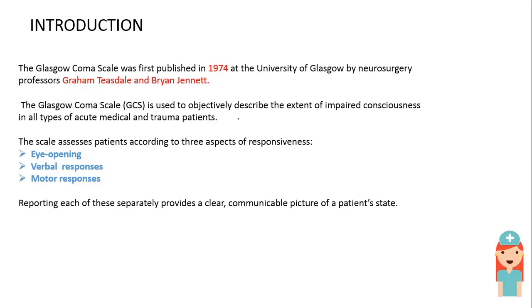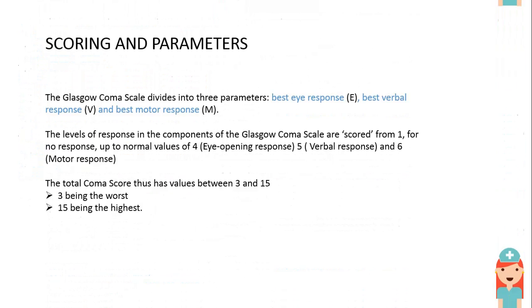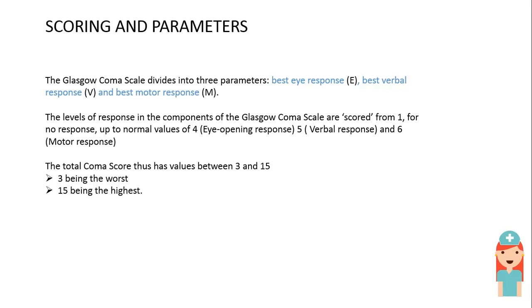Before performing the GCS test, it is important to do a preliminary check so that no factors hinder our assessment, like sedation, paralysis, hearing impairment, or any other factor. The scoring is divided into three parameters: the best eye response, called E, the best verbal response, called V, and the best motor response, called M.